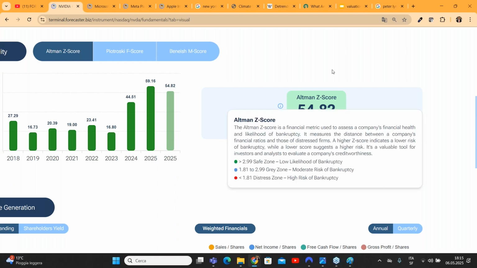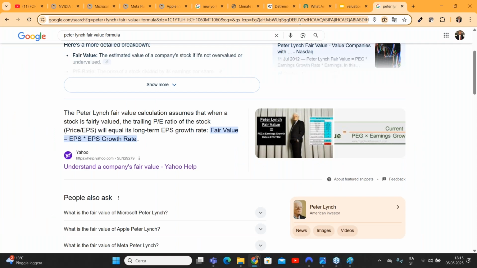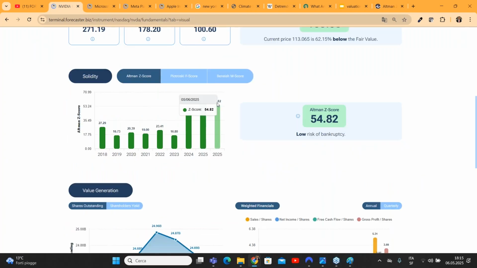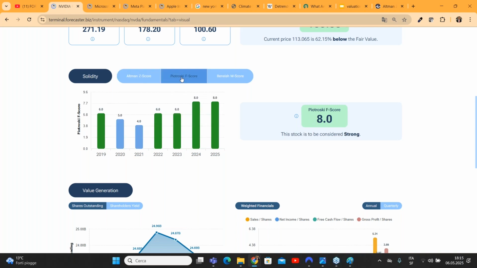You can go on the internet and you can find exactly here it is. Okay, and the formula tells if the company is in a safe zone, is in a great zone, or has a risk of bankruptcy in the case the result is less than 1.81. Of course, in the case of Nvidia, we do not have a risk of bankruptcy. We have a very high Altman Z score.